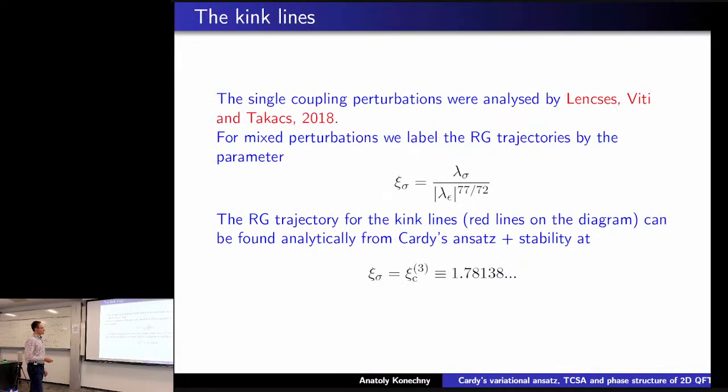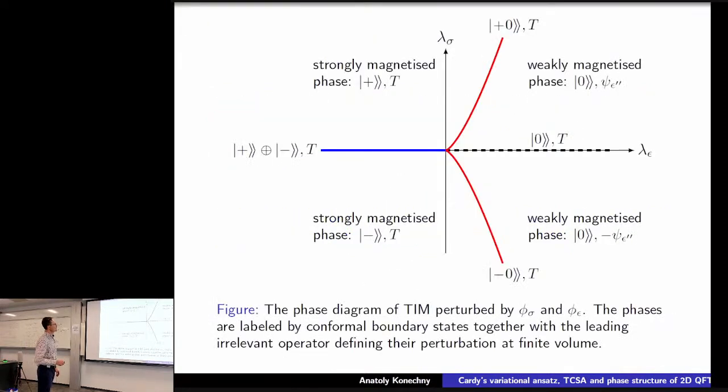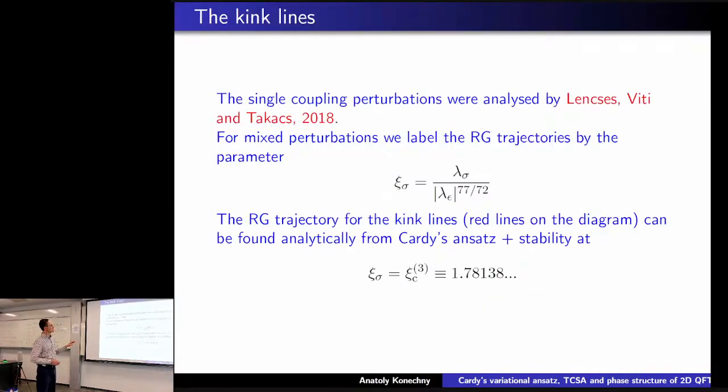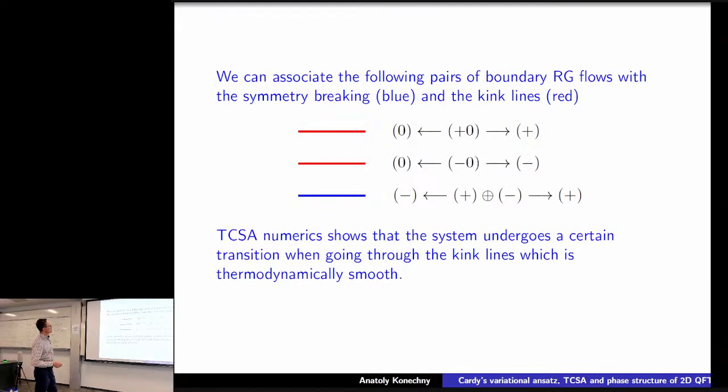And so I can obtain the position of the red lines analytically using this stability condition in Cardy's ansatz. And then I check numerically that indeed on that particular G trajectory, labeled by this dimensionless parameter, this discontinuous transition in the structure of the vacuum vector happens. But, and you can associate these three lines again with boundary RG flows.